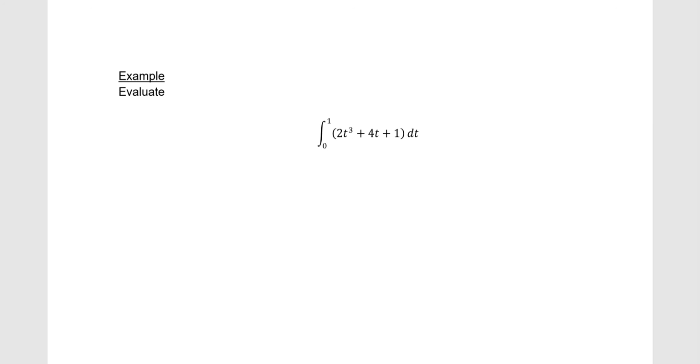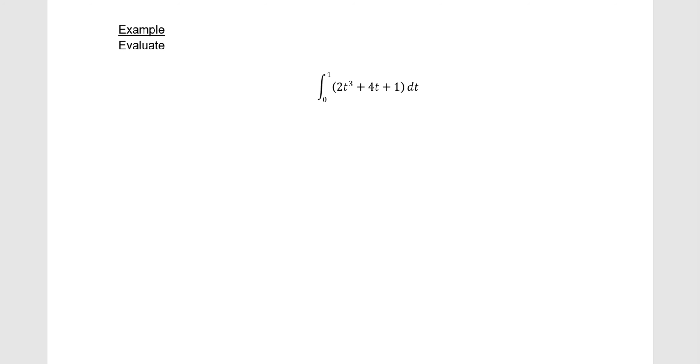Okay, so let's go to the next one. We want to evaluate the integral from 0 to 1 of 2t cubed plus 4t plus 1. So we need to find the antiderivative of those three terms, and we can do them separately because they're separated by addition or subtraction. Taking a look at the first term, this is a power function, 2t cubed. We add 1 to the exponent and divide by that new exponent, so it becomes 2t to the 4th divided by 4, which is 1/2 t to the 4th.